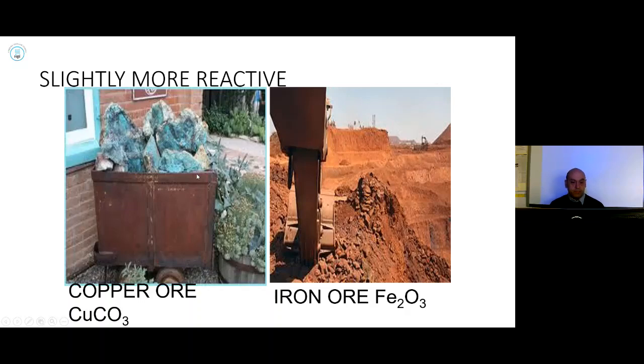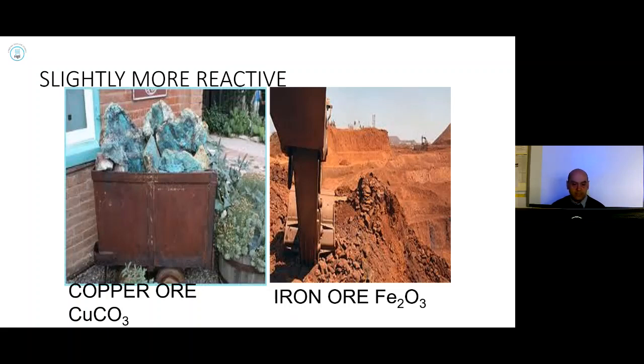The point is, most of our metals are going to need extracting, and that's going to involve some chemistry. So this session really is about the type of chemistry we're going to use to extract these metals, and the method we use is linked to the reactivity series. So I've got two ores here. An ore is a rock that contains enough of a metal to make it worthwhile extracting.